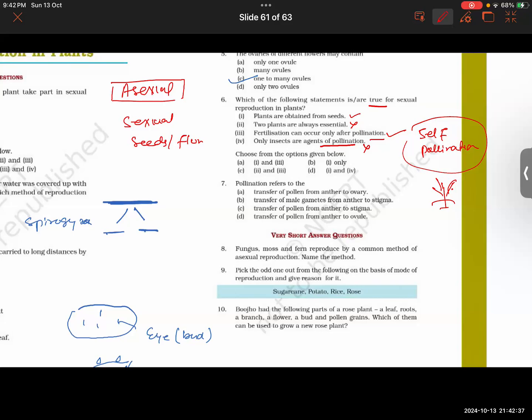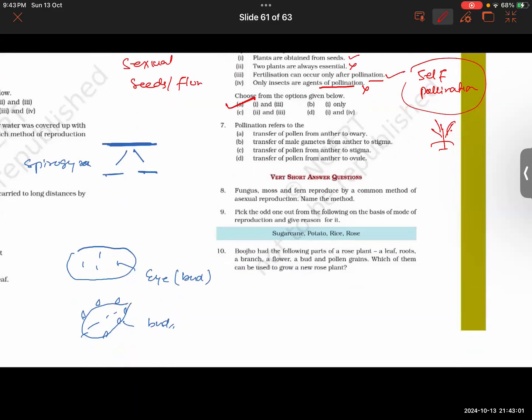Can you guys tell me some of the agents of pollination? Sir, wind, and water. Yeah, different kinds of birds like hummingbirds, bats. Okay, so the right answer is option number A. Continue. Question number 7.